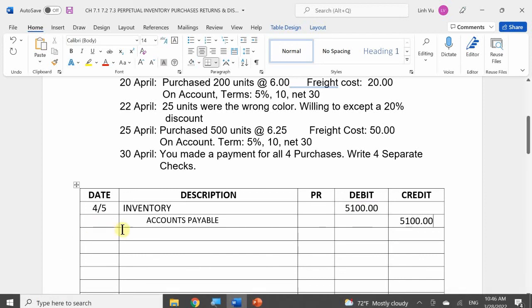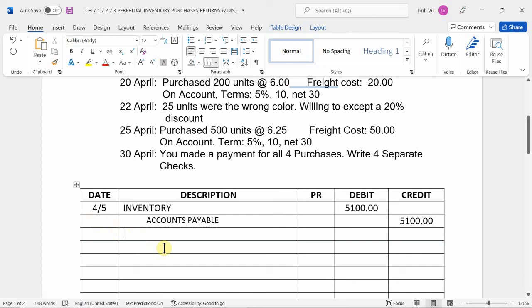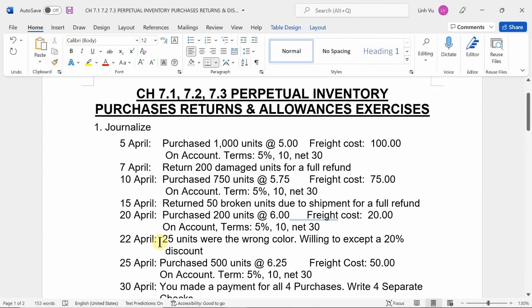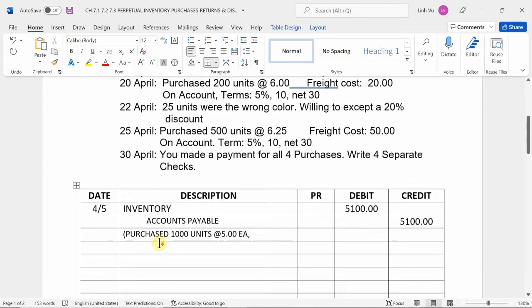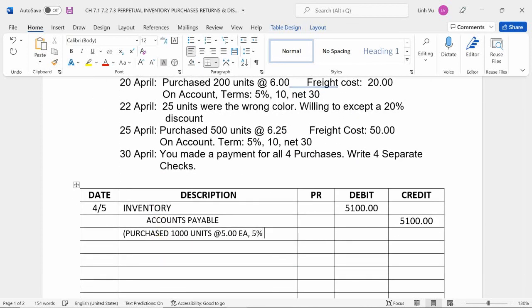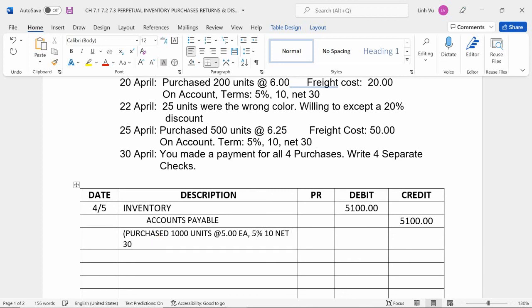Now, what am I going to put in my notes here? I'm going to say that I purchased 1,000 units at $5 each on account, and I was given terms of a 5% discount if I pay within 10 days. If not, the whole entire thing is due in 30.